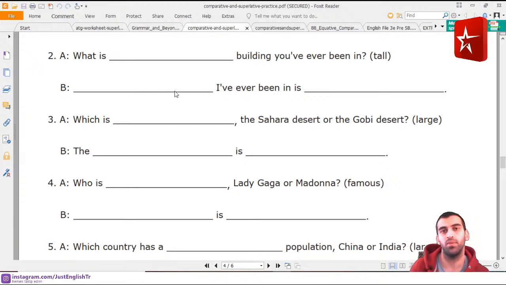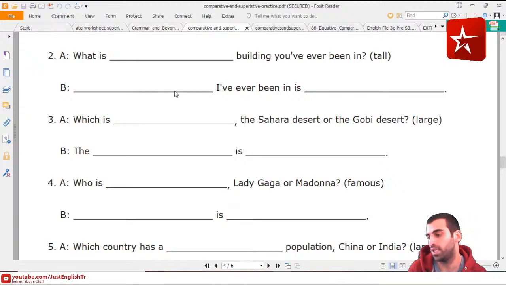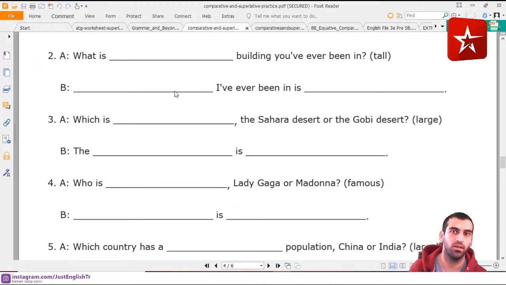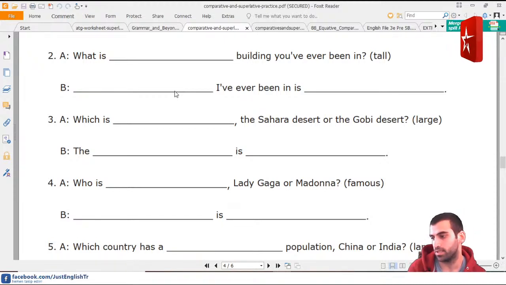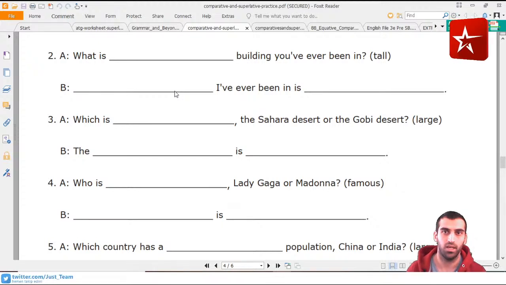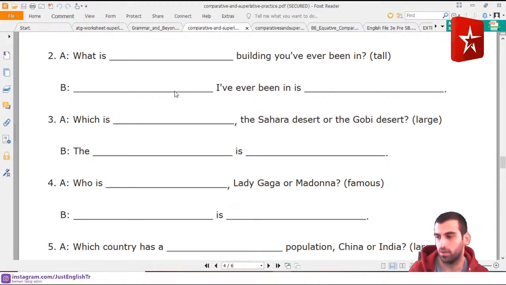What is the blah blah blah building you have ever been in? Now, what is the blah blah blah building you have ever been in? Yes, tallest. Sıla Köktemir says tallest. What is the tallest building you have ever been in? The tallest is a correct answer to this sentence.